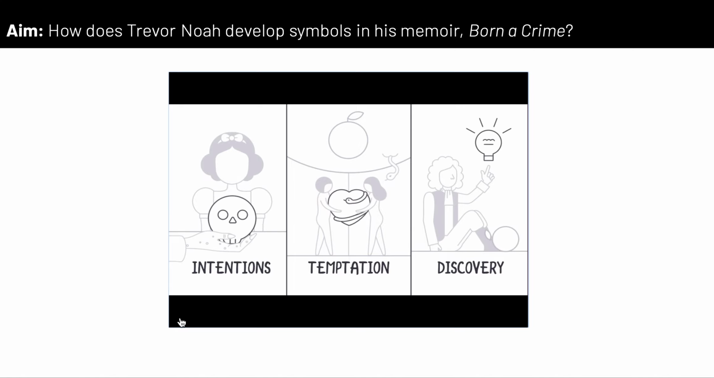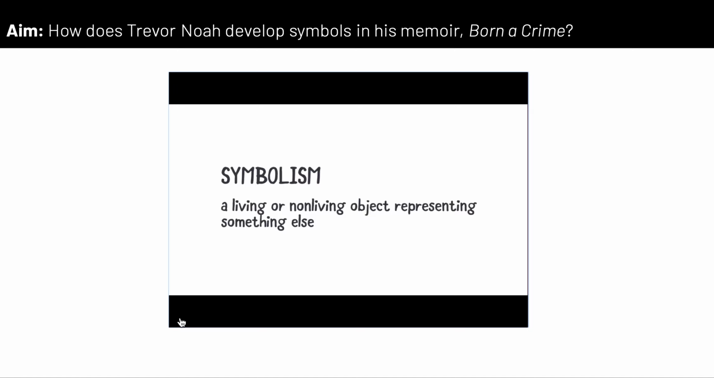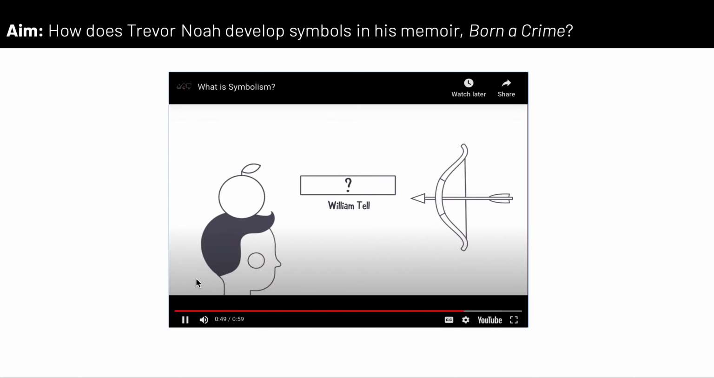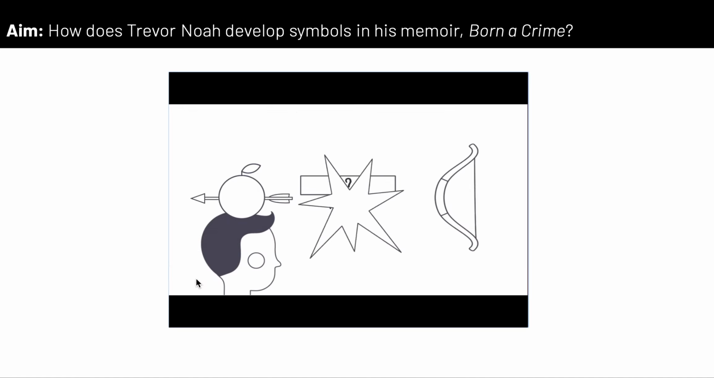These are all examples of symbolism. Symbolism is when something in a story represents something else. Authors use symbolism to communicate deeper ideas without having to state them. In the story of William Tell, what might the apple symbolize?